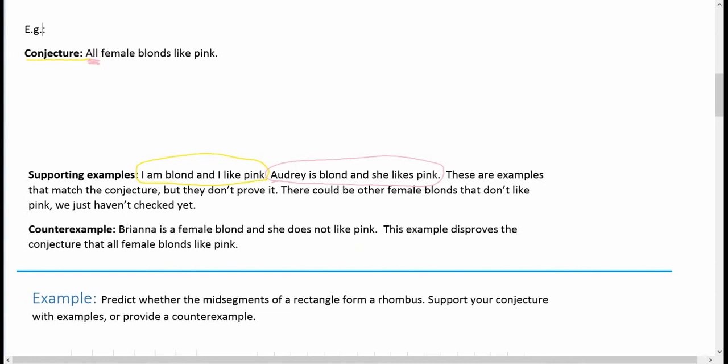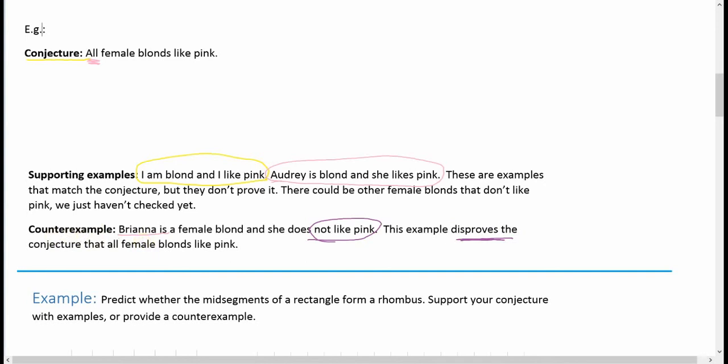To disprove it, we just need one example. So I asked my friend Brianna. Brianna is a female blonde, and she does not like pink. So this example, Brianna doesn't like pink, disproves the conjecture. Brianna is a counterexample. Brianna disproved it: all female blondes like pink.